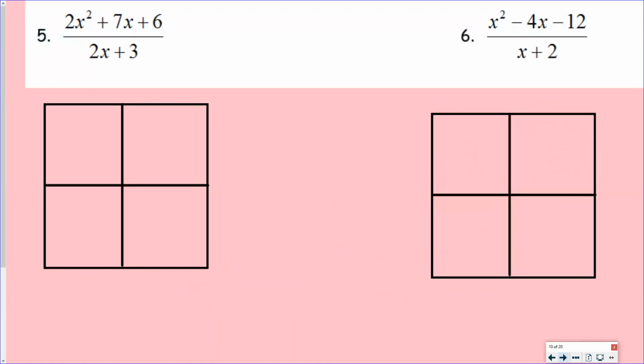All right, so here's a little bit of review from yesterday. Go ahead, pause the video, see if you can work on the one on the left.